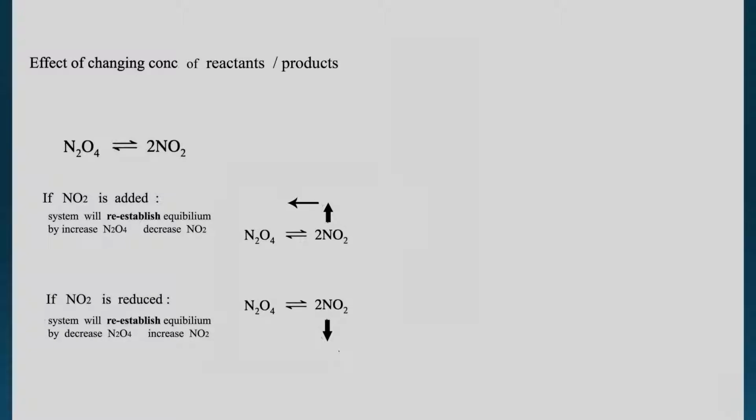If you reduce the NO2 or you take away the NO2, what will happen? The system will re-establish itself to reach a new equilibrium by decreasing N2O4 and increasing NO2. How? By shifting the arrow towards that way.